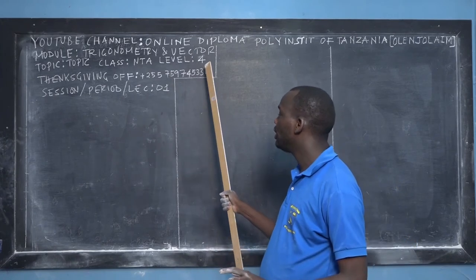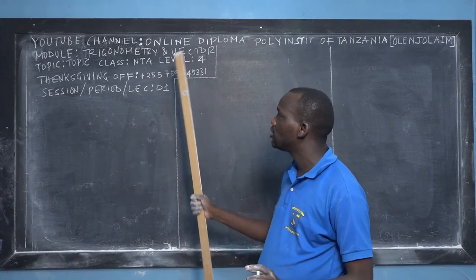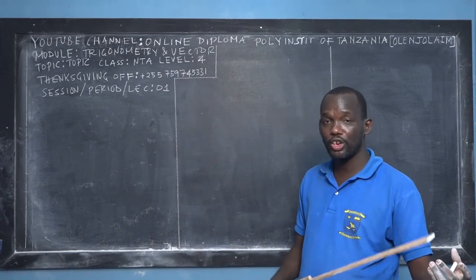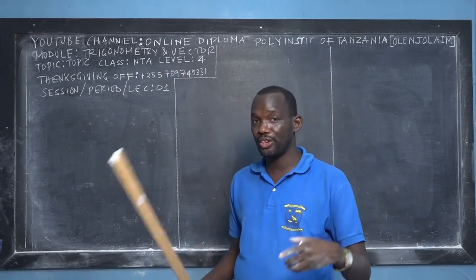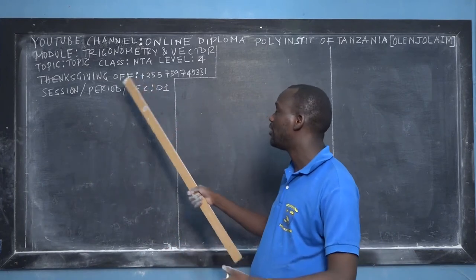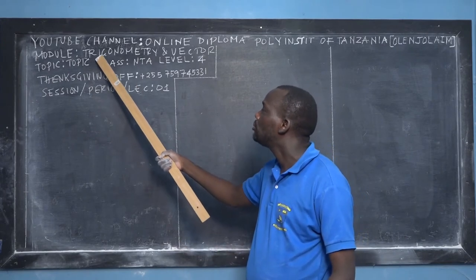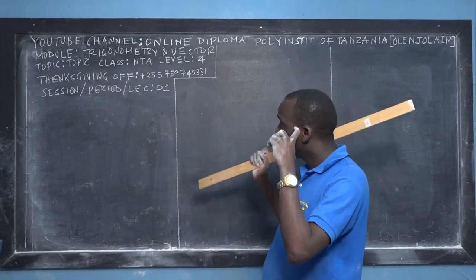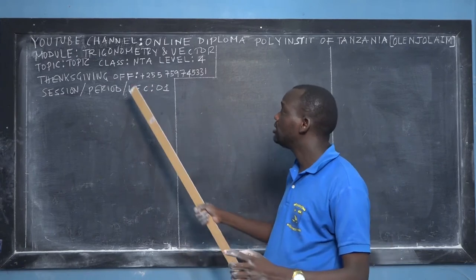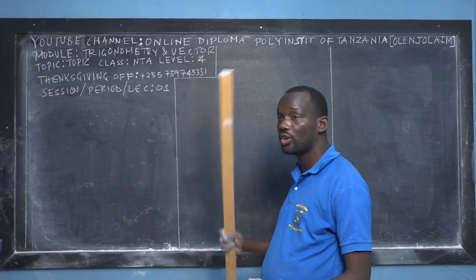But also when they reach NTA level 6, which is the third year, the last year for the ordinary diploma, they learn another module called complex numbers, numerical methods, and series, which I'm also teaching on this channel. So don't worry about it. Maybe the modules in the new syllabus, or at your institution, are not in this form, trigonometry and vector. So don't get confused. The names of the modules should not confuse you or limit you. The issue is to check the contents.